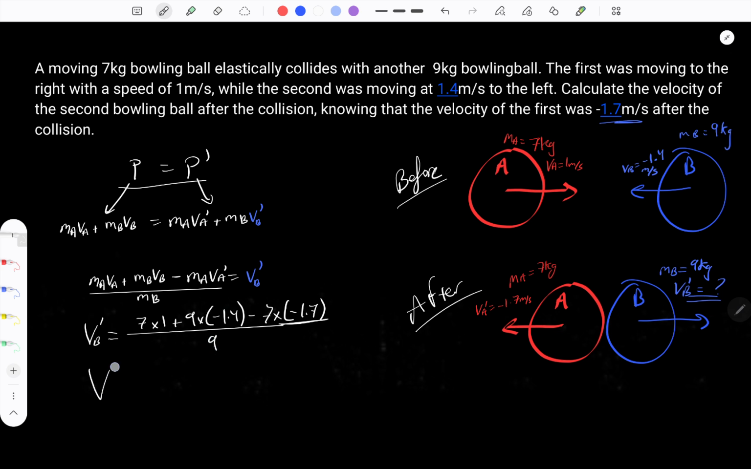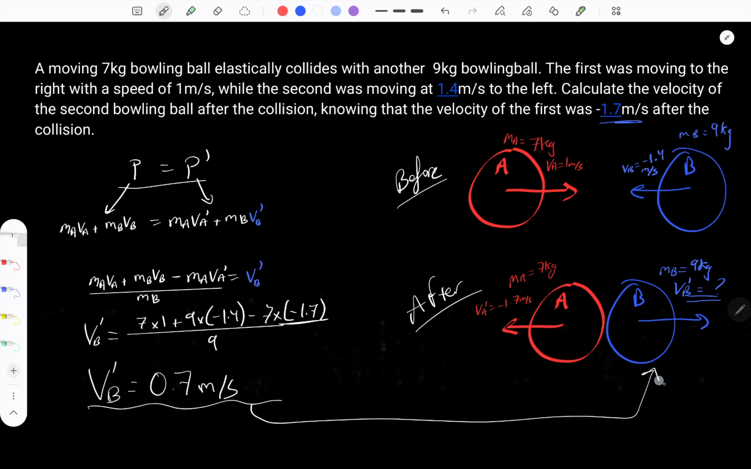So you put this number on the calculator, and you're going to get 0.7 meters per second. And this value is positive, which means we are right in drawing the arrow to the right, because everything going to the right is positive. So V prime B ends up moving to the right at 0.7 meters per second. And this is the end of the question.